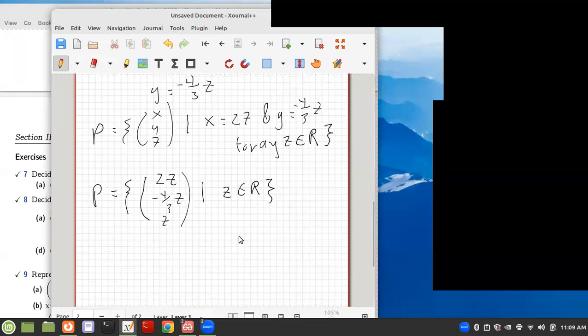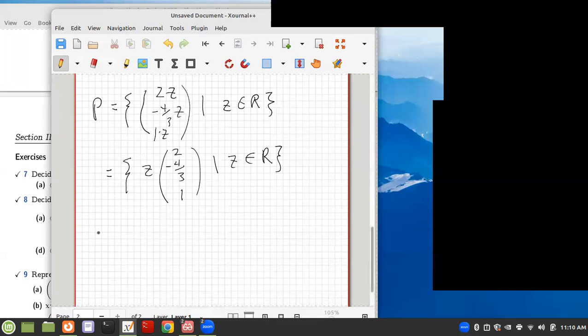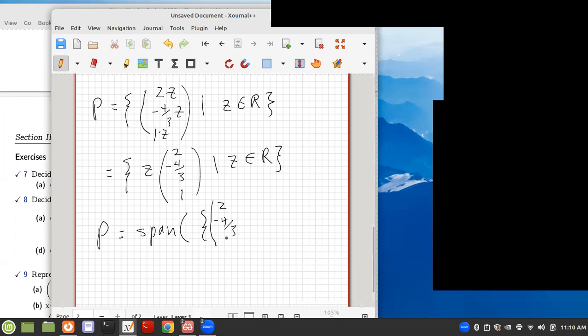Now, so then I just factor out the Z here. This equals Z times 2, minus 4/3, and 1, such that Z is a member of R. So this shows that P equals the span of the set 2, minus 4/3, 1. Because what a span is, you give a set here.